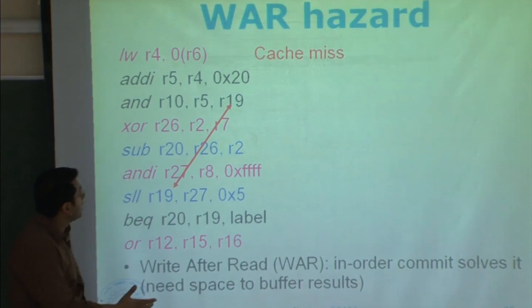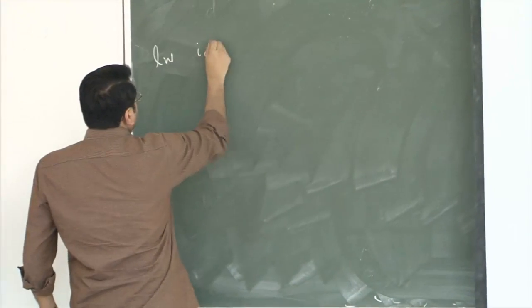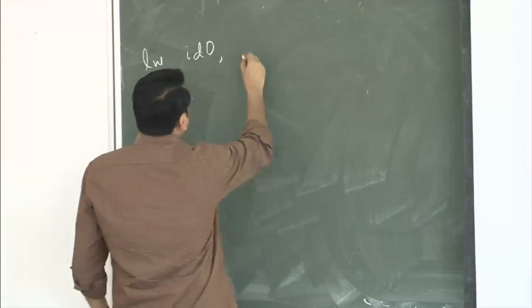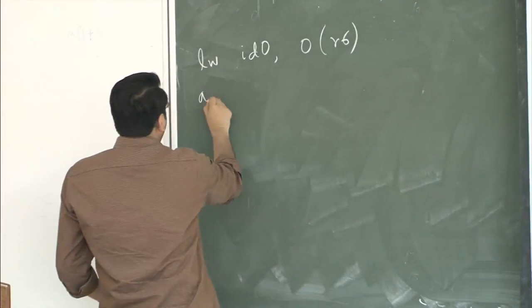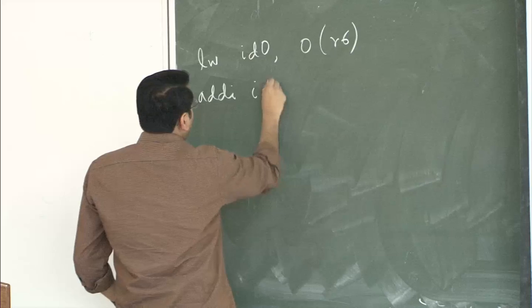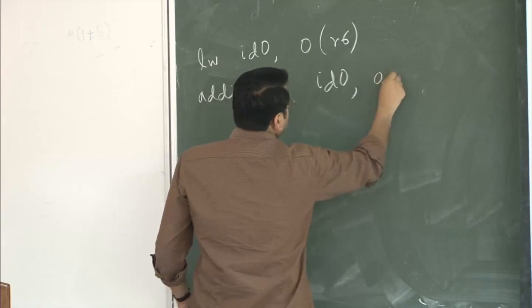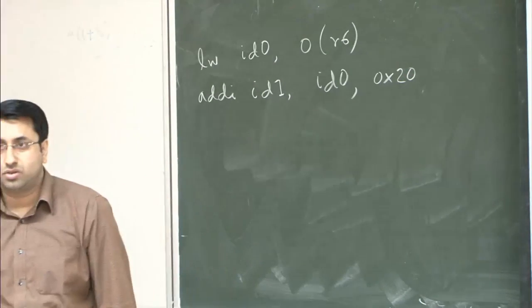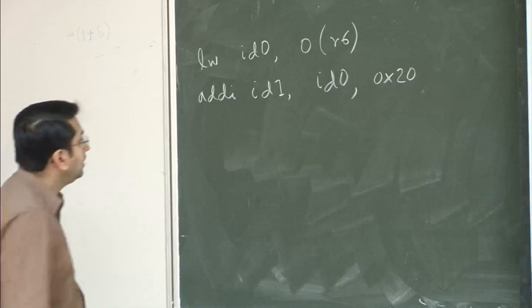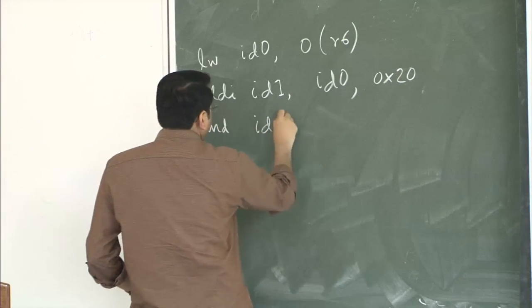So essentially, I could now rewrite the instructions as follows. I could say load word ID 0 comma 0(R6), then ID 1 comma ID 0 comma 0x20, and so on and so forth. I can actually translate the instructions to a different namespace. Similarly, I could say and ID 2.